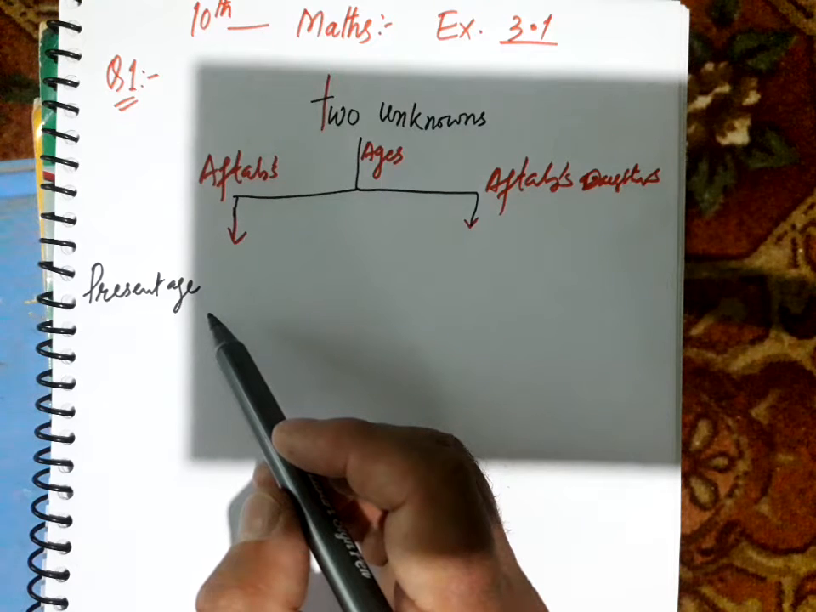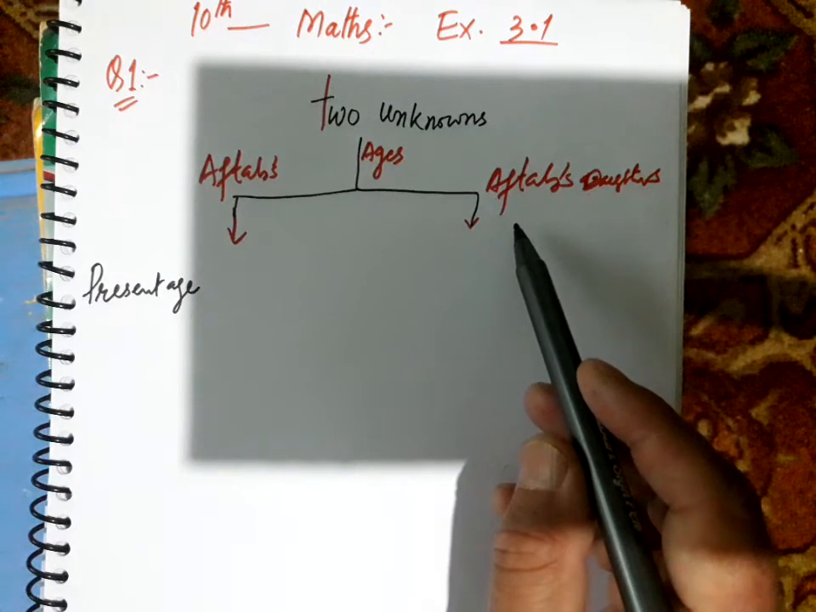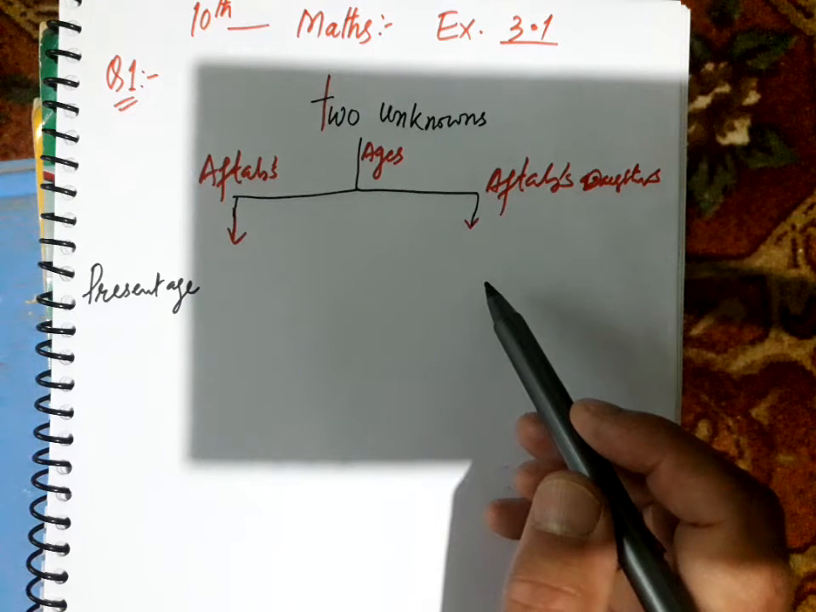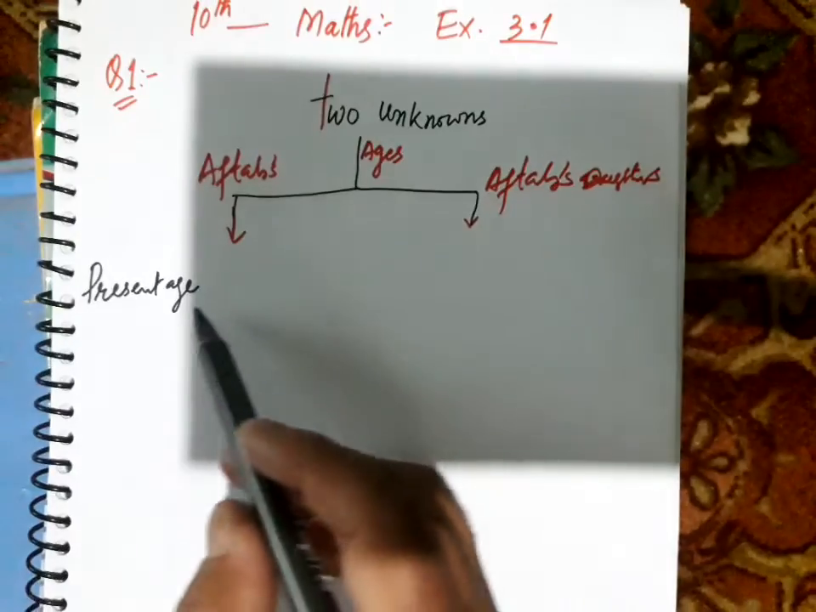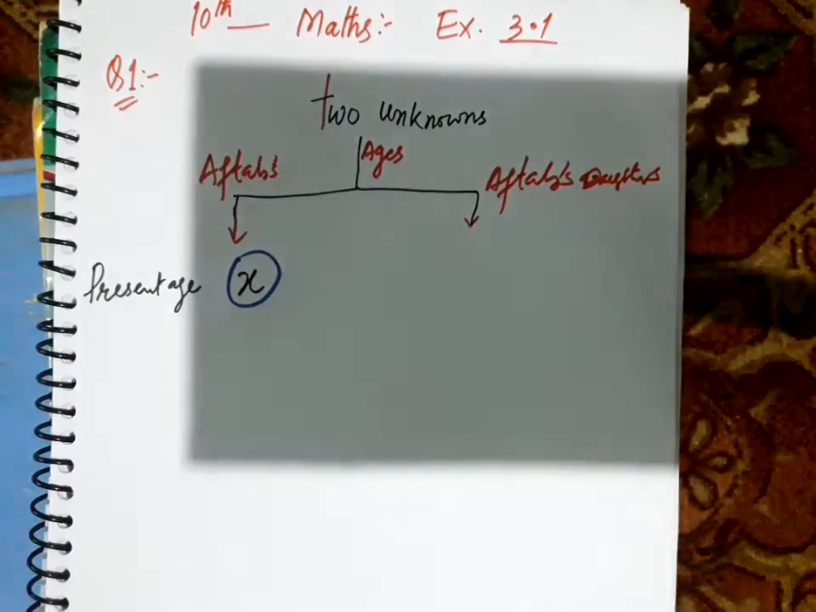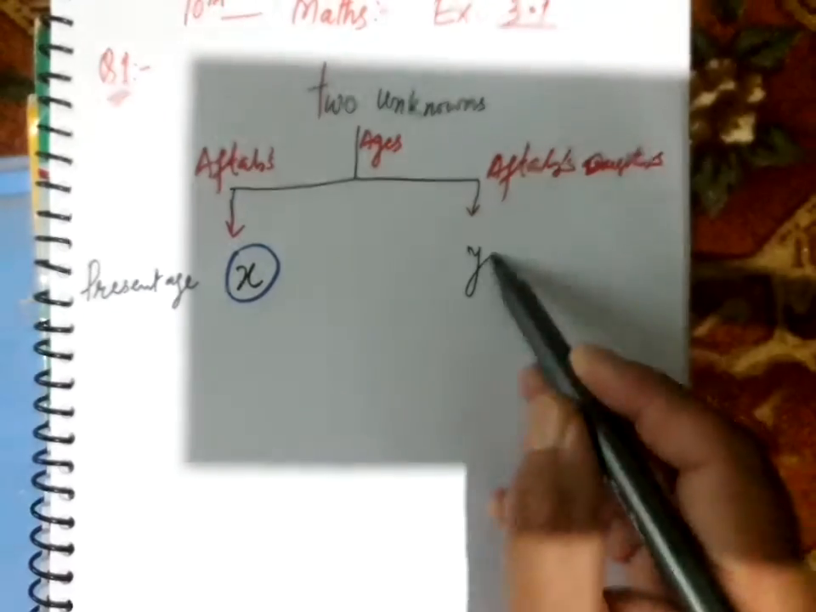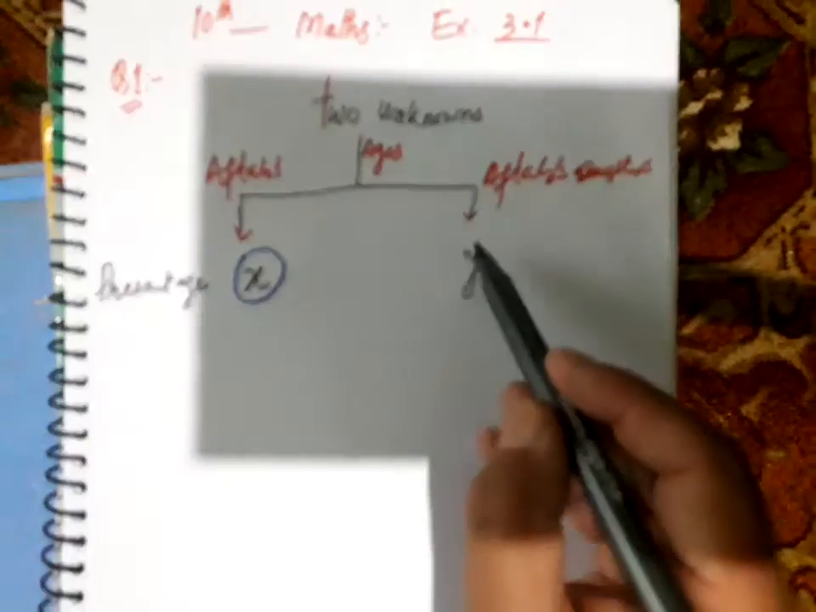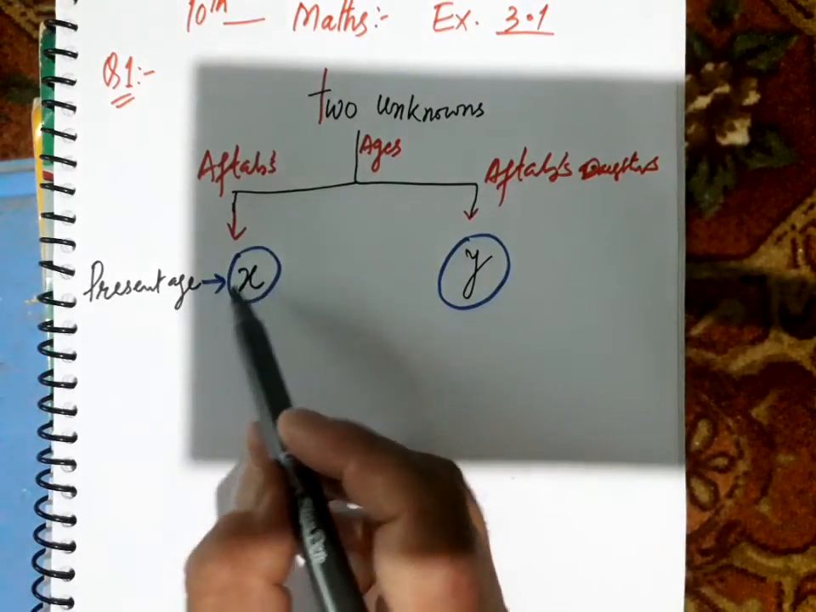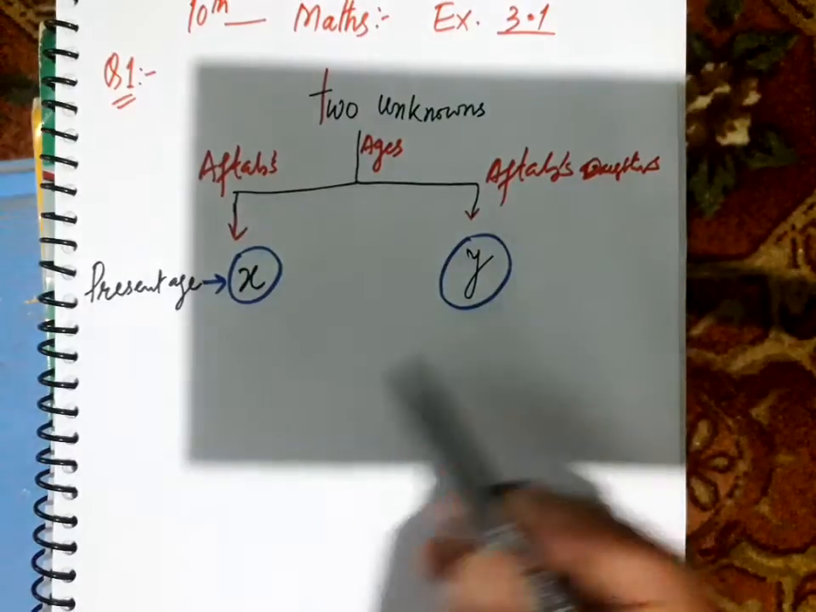If we know the present age of Aftab, we are able to calculate his age 7 years ago and 3 years from now. Similarly, if we know the present age of Aftab's daughter, we will be able to calculate her age 7 years ago and 3 years from now. Let us denote the present age of Aftab by the variable x and his daughter's age by another variable, y.